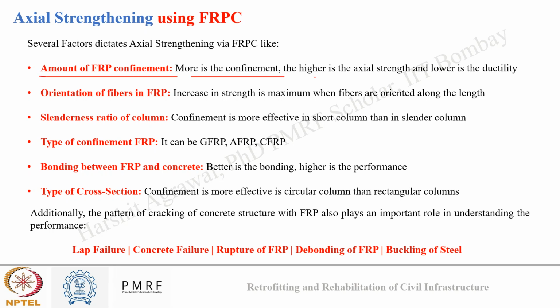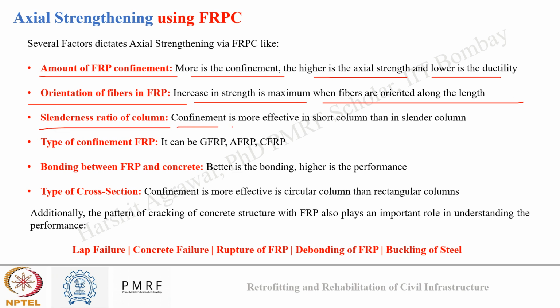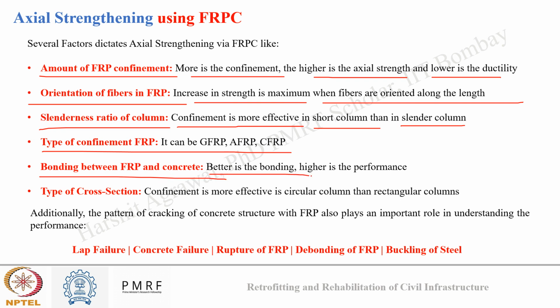The more the confinement, the higher the axial strength and the lower the ductility of the column. Orientation of fiber: the increase in strength is maximum when the fiber is oriented along the length of the column. Slenderness ratio of column: confinement is more effective in a short column rather than in a slender column. Type of confinement: based on the type of material that we are choosing, the axial strengthening level can change for FRP. Based on the bonding between FRP and concrete, the better the bonding, the higher the performance in axial strengthening. And the type of cross section: it is generally observed that confinement is more effective in a circular column rather than a rectangular column. What is the reason? We will see later on in one of the literature.